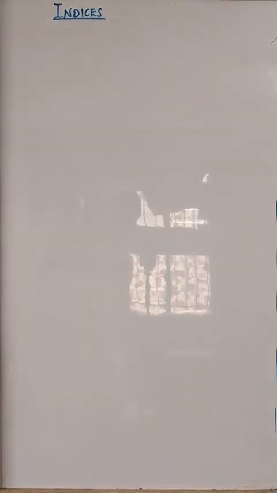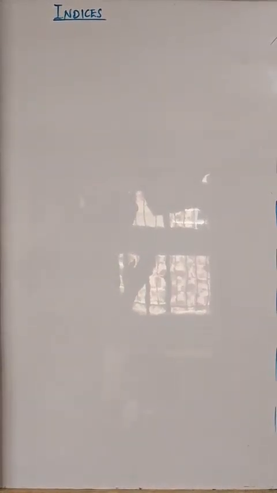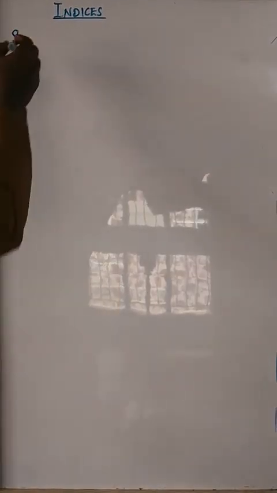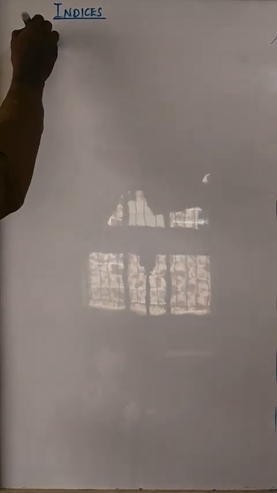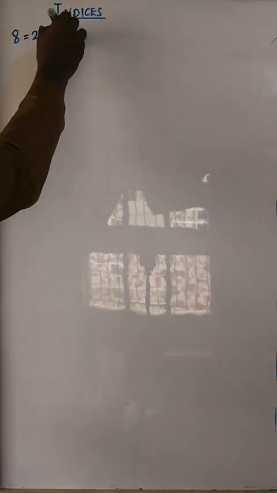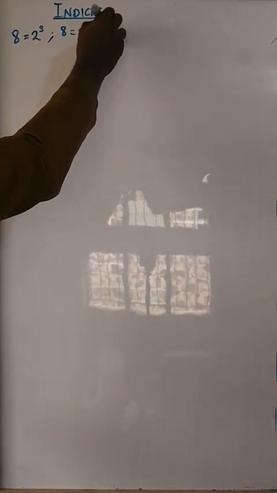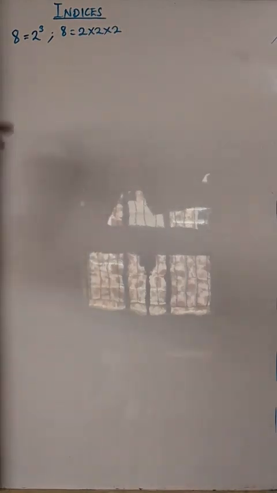The word indices is a plural of the word index. An index means power. For example, if we have 8 as a number, we know that 8 is actually 2 to the power of 3. 2 to the power 3 means 8 is 2 times 2 times 2. So here we've expressed 8, a number, in index form.